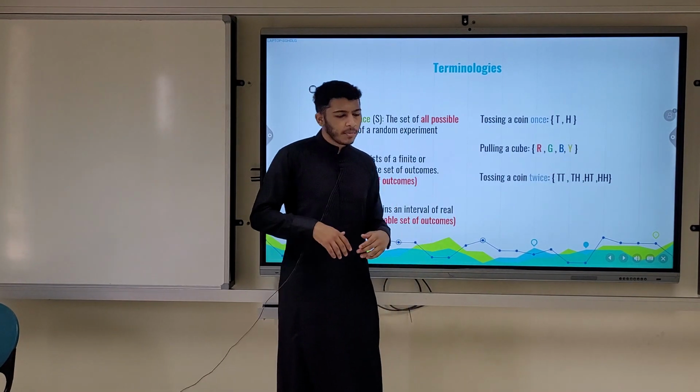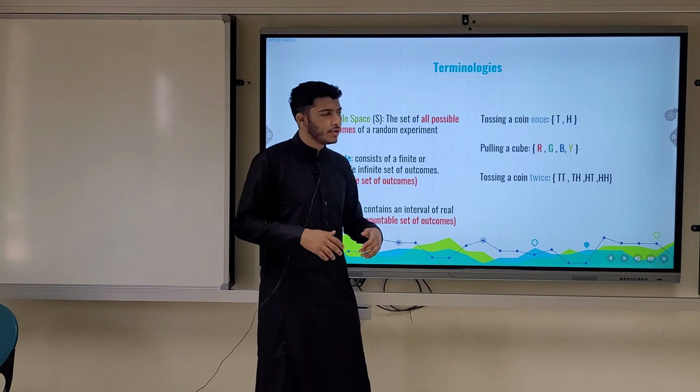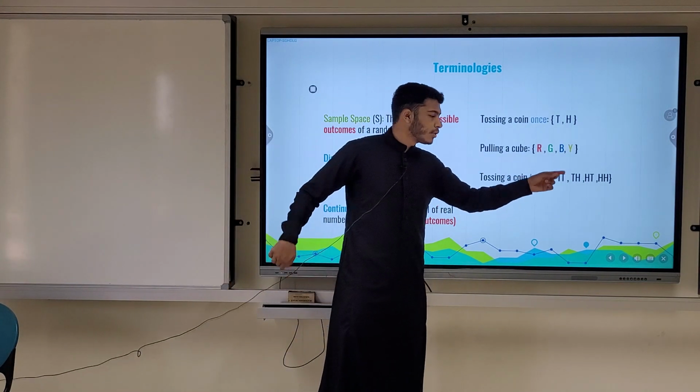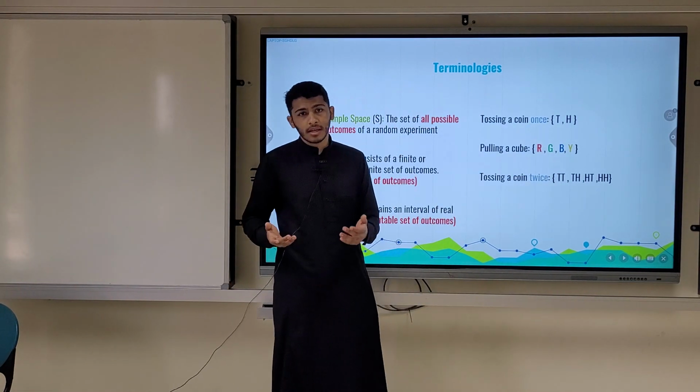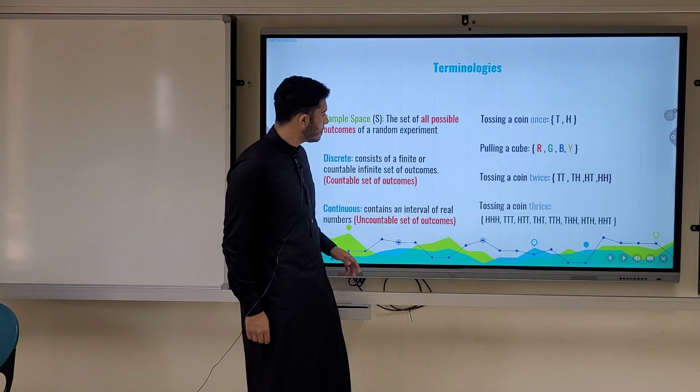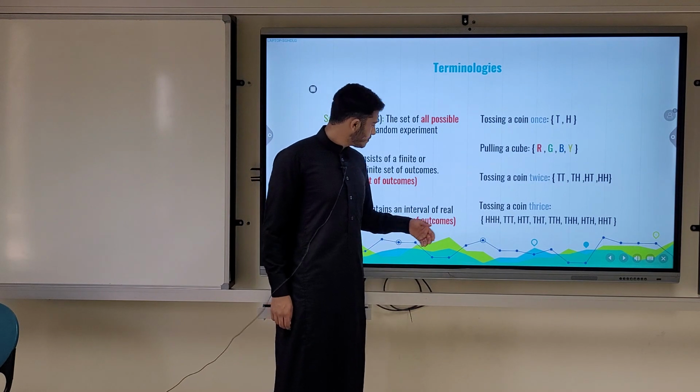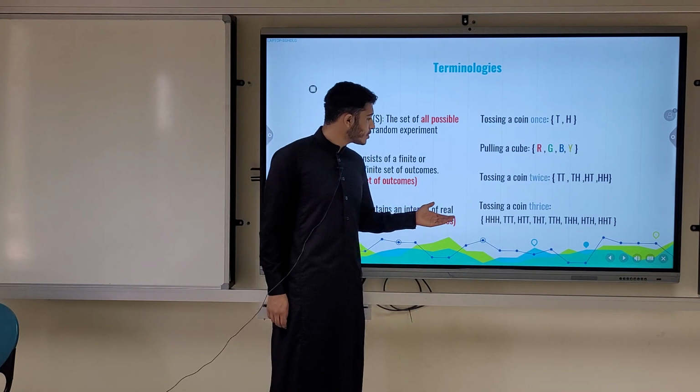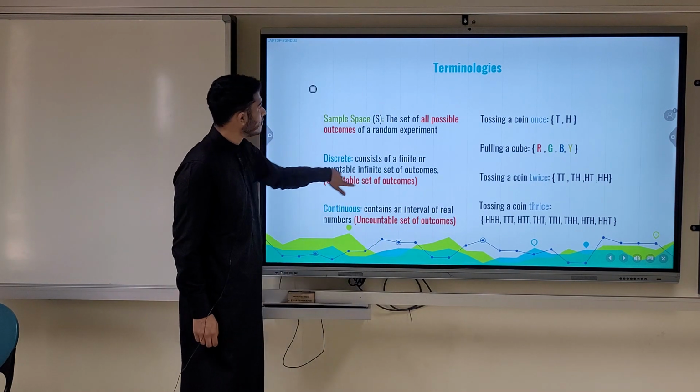So let's say you toss the coin, you get a tail, then you get a head. So it's included here. Or the first time you toss, you get a head, and then you get a tail. So it's included in here, and so on. And here is also a sample space for when you toss the coin 3 times.